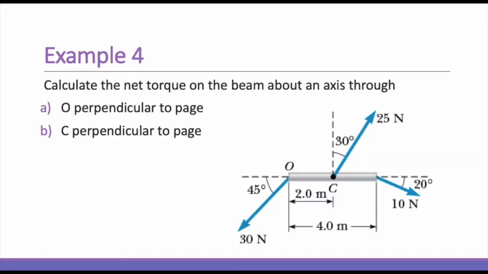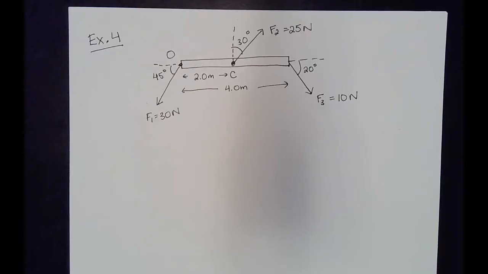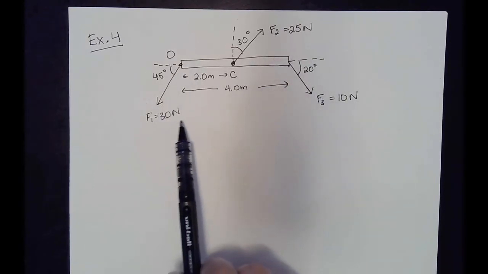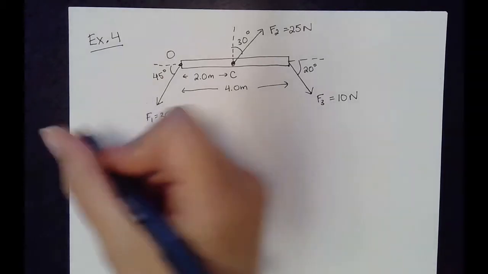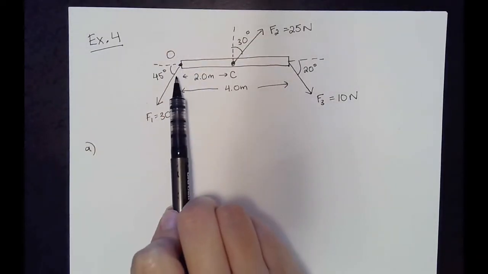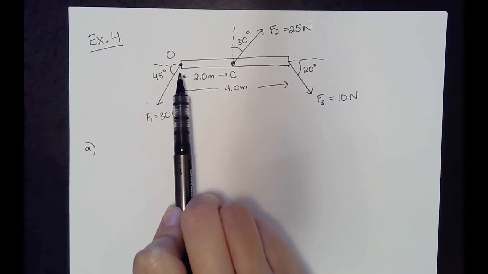Example 4: calculate the net torque on the beam about an axis through A, O, perpendicular to the page, and B, C, perpendicular to the page. Okay, so I've drawn out the diagram again here, and I've labeled the forces 1 to 3 just starting from the left. And so for part A, we're using this axis here through point O as the pivot point, so we can imagine the rotation occurring through that point.